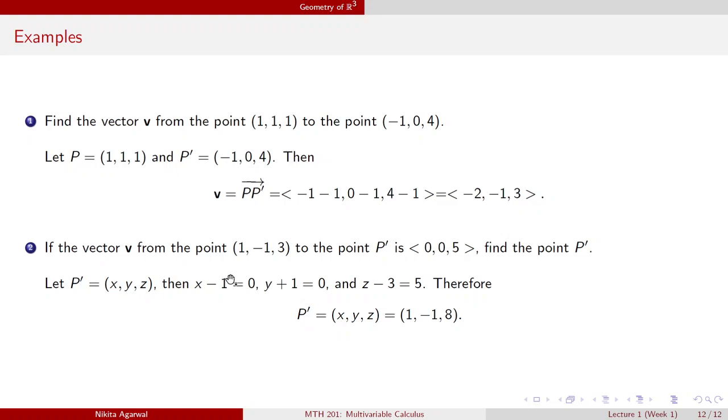Now if the vector v from the point 1, 1, 1 to the point p prime is given by this, you have to find the point p prime. So you assume that the point p prime is x, y, z. Then x minus 1 should be the first component of the vector, y minus 1 should be the second component, and z minus 3 should be the third component. When you solve these three equations, you get the point to be 1, -1 and 8. Okay, so let us stop here.